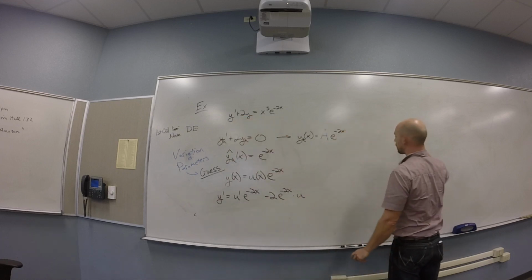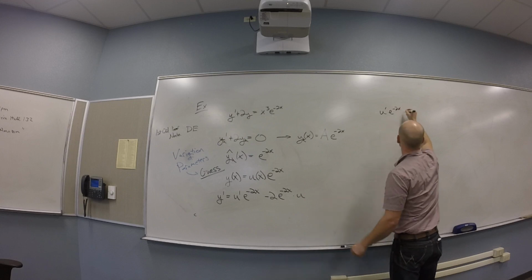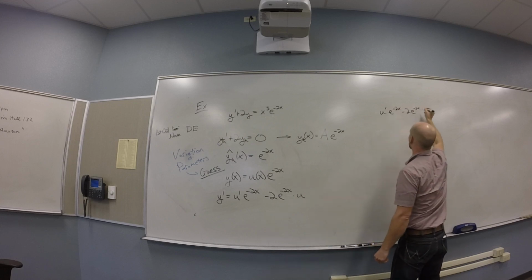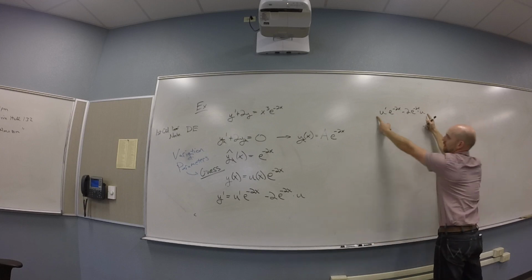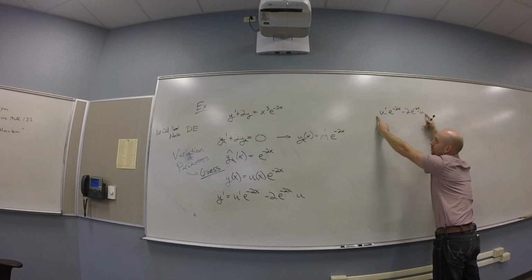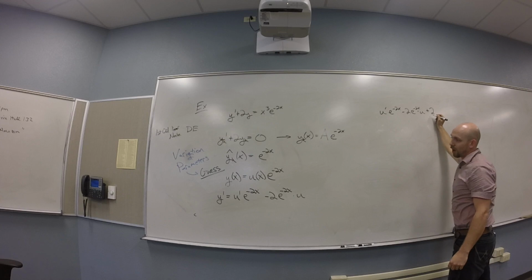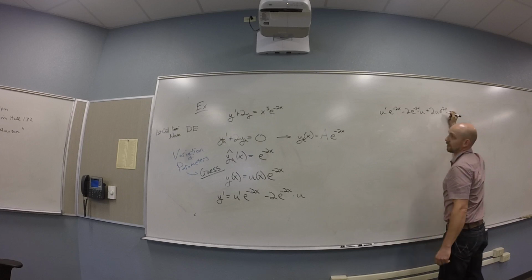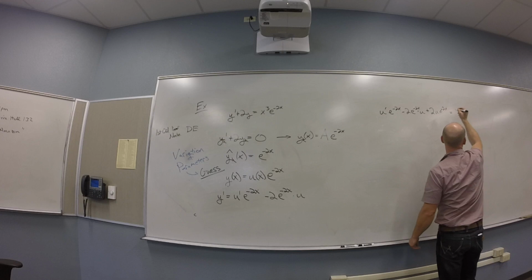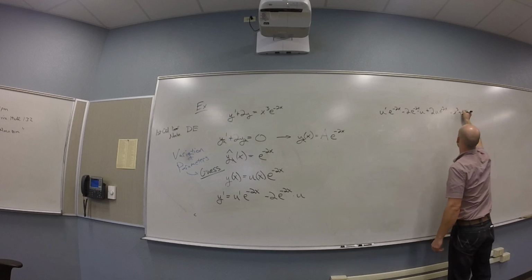So plugging back into my original equation, I'm going to have u prime e to the minus 2x minus 2 e to the minus 2x u. That's all y prime specifically, right? And then there's plus 2, and what was y? u of x e to the negative 2x. That was u e to the negative 2x. And then this is supposed to equal x cubed e to the negative 2x.